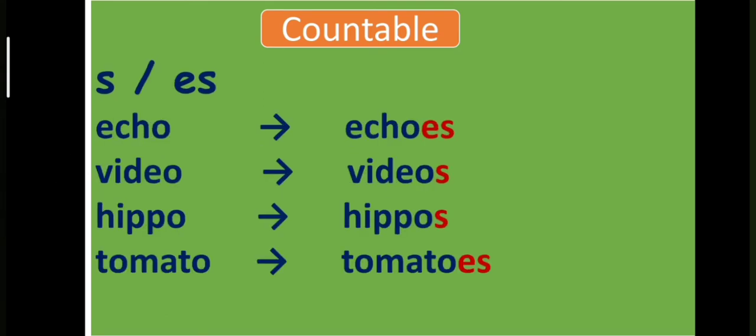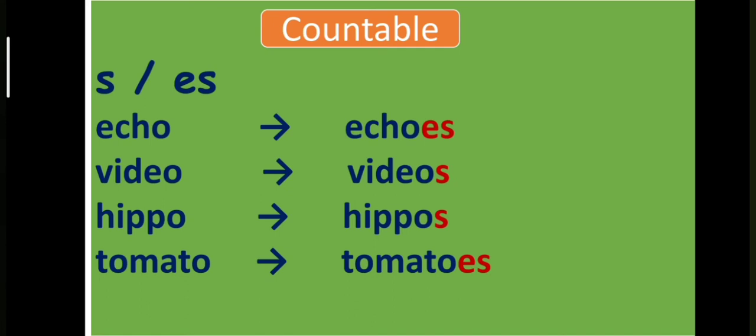And with words that end with the letter o, you're going to add either s or es so that you can make them plural. For example, the word echo. In order to make it plural, you just need to add es to the singular form, so that you can make the plural form. So it becomes echoes. Okay? Add es to this word.